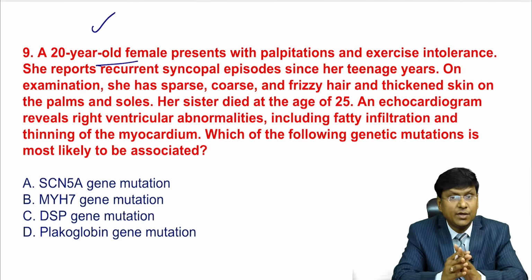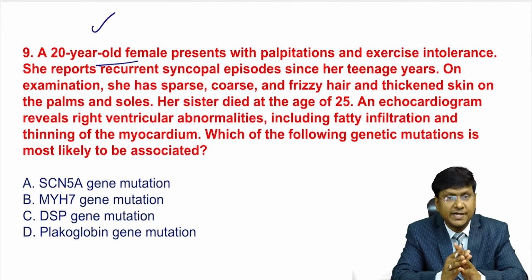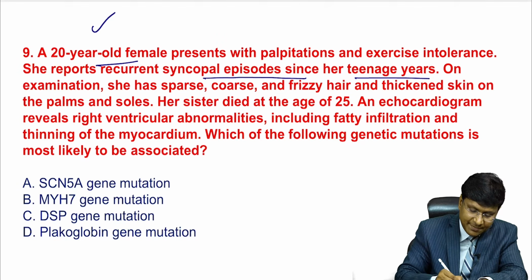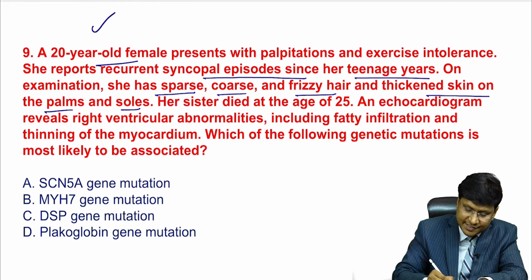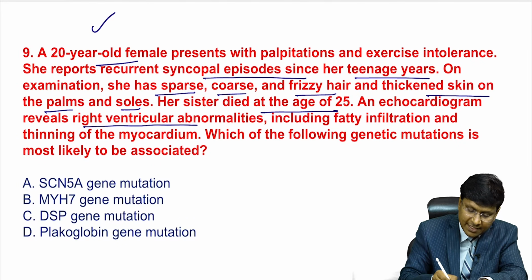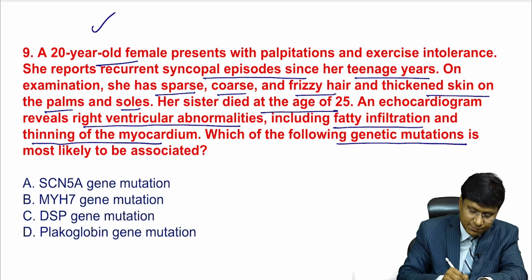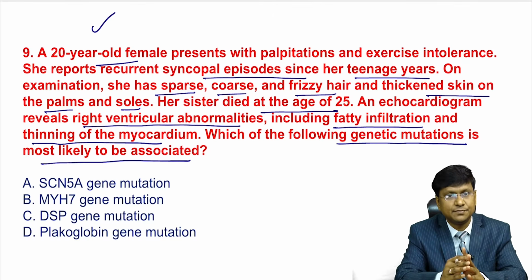We have a 20-year-old female presents with palpitations and exercise intolerance. She reports the recurrent syncopal episodes since her teenage years. On examination, she has sparse, coarse and frizzy hair and thickened skin on the palm and sole. Her sister died at the age of 25. An echocardiogram reveals right ventricular abnormality including the fatty infiltration and thinning of the myocardium. Which of the following genetic mutation is most likely to be associated in this scenario?